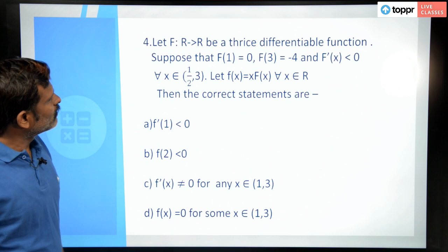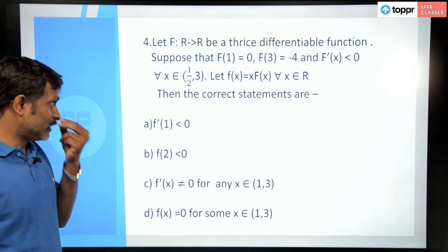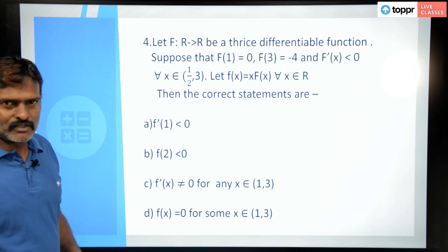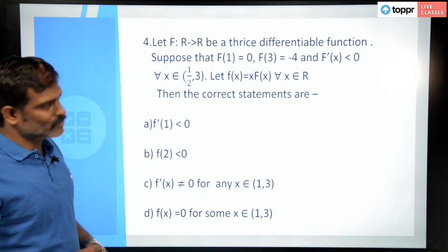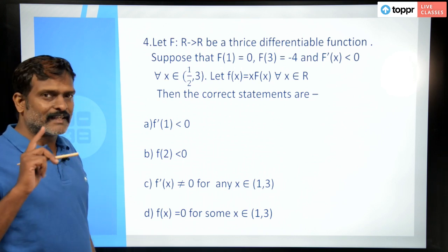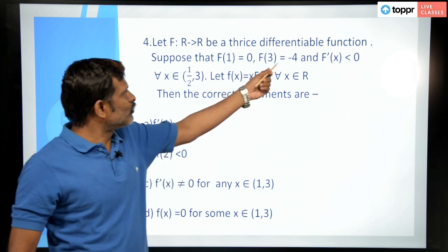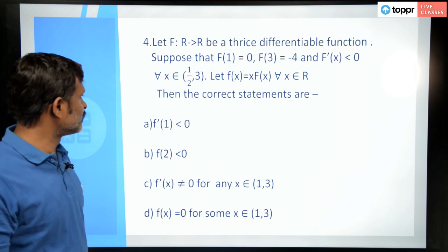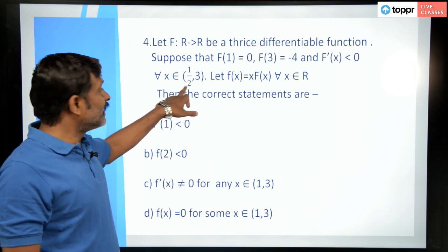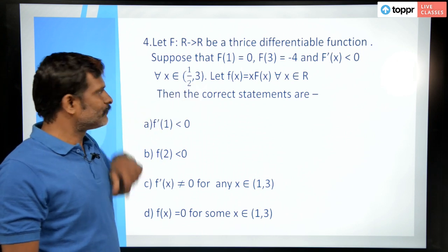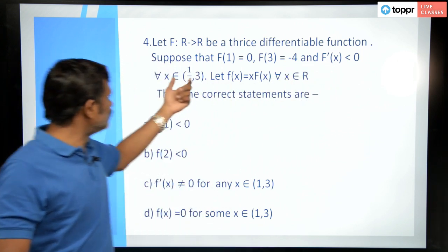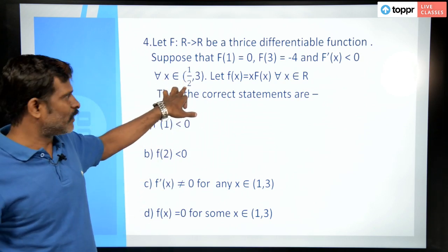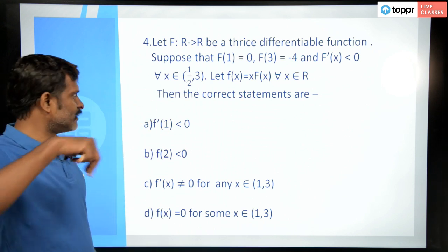F from R to R is a thrice differentiable function. You can differentiate it 3 times, and also given that F of 1 is equal to 0, so F is a function whose value is 0 at x equal to 1, and F of 3 is equal to minus 4, and F dash of x is always negative. That is what is given, F dash is less than 0 for all x belonging to the interval 1 to 3. So this is less than 0 in this interval, right. That means it is a decreasing graph in this particular interval. Slope is negative means the graph is decreasing, right.